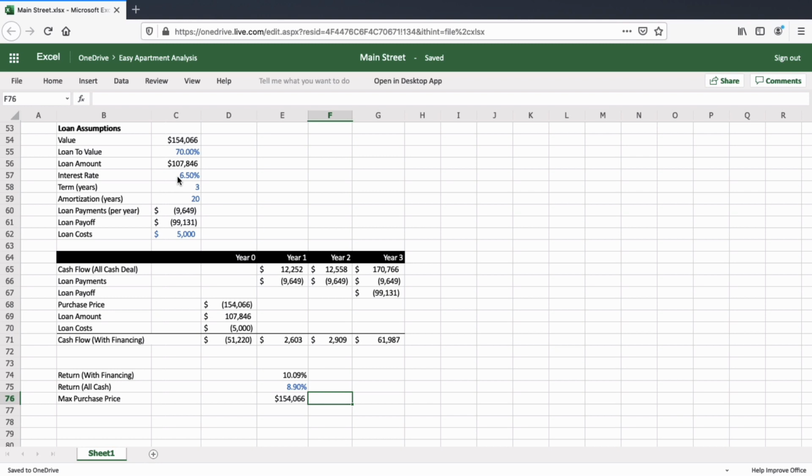And lastly, I want to go into a little more detail about IRR. We used that when we did this return with financing, right? We said IRR, and then we highlighted all the cash flows from now, when we close on the deal, all the way through when we sell the property and get our money back. IRR stands for internal rate of return. And you've been using internal rate of return this entire time. I just haven't been calling it that.